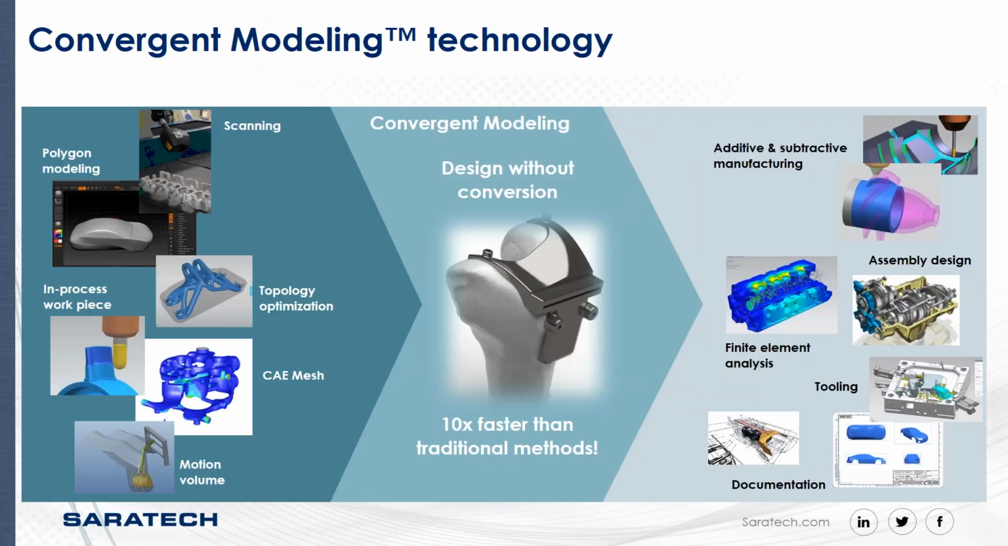The convergent modeling technology, this is a really good diagram showing you the process. So you have scanned-in data, polygon modeling, you have topology optimization in work pieces, and then you delve into convergent modeling, or design without any conversion. Like I said, it's 10 times faster than traditional methods. Once you have your convergent model, then you can start thinking about how to produce it or documentation. So additive and subtractive manufacturing, finite element analysis, tooling, and lastly, documentation.